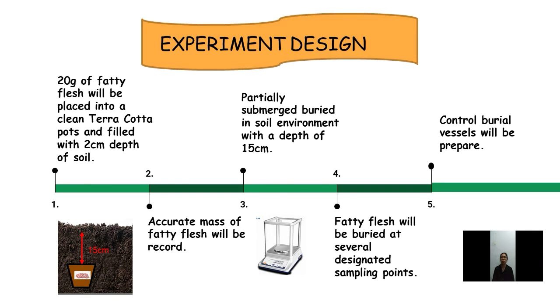To conduct the burial experiment, 20 grams of fatty flesh is prepared and placed into a clean terracotta pot and filled with 2 cm depth of soil. The mass of the fatty flesh will be recorded. The pot is then partially submerged, buried in a soil environment of stagnant water body with a depth of 15 cm. The fatty flesh will be buried into several designated sampling pots. A control burial pot will also be prepared.